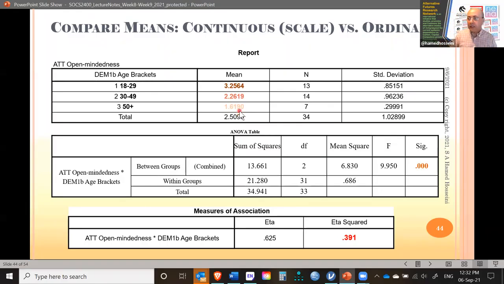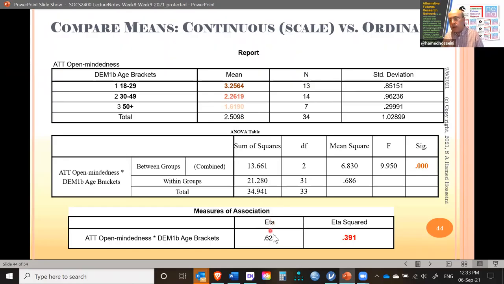Again, you always ask me the $1 million question, how significant is it? And I show you the p-value, the sig value, and it's 0.000, much lower than 5%. So the difference we see is statistically significant, and it can be generalized to the broader society. Then you say, okay, we see this is significant, but how strong is it?